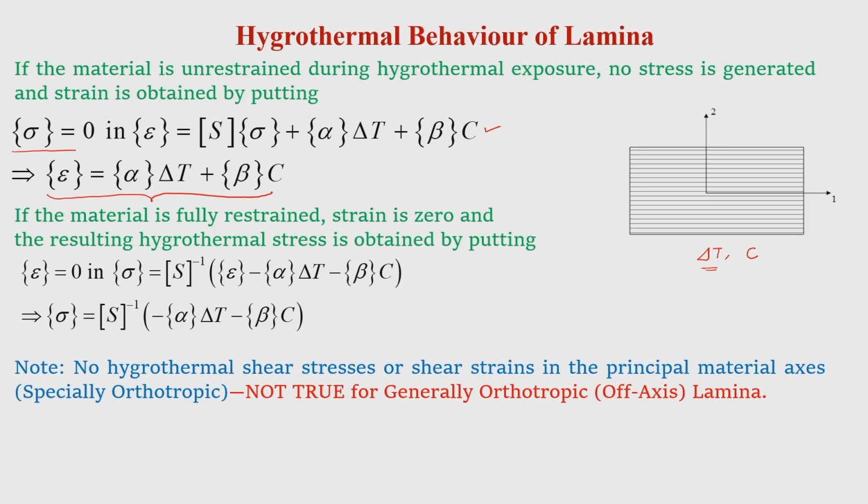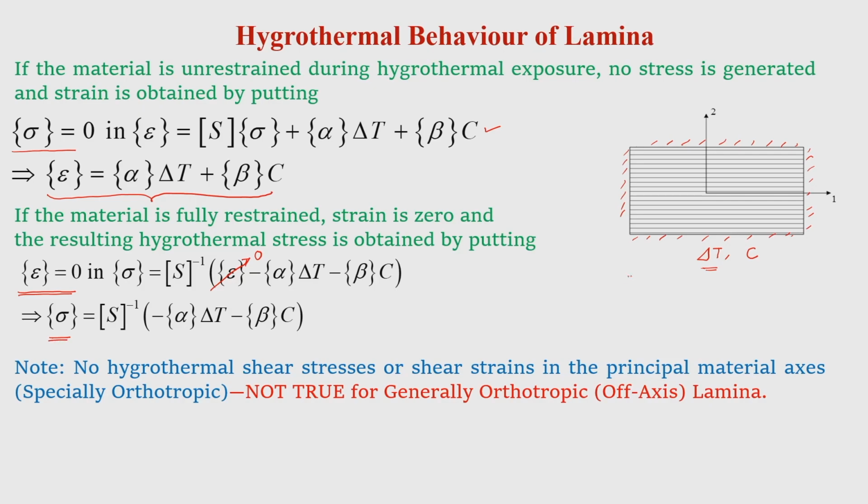Now, suppose it is fully restrained, that means suppose this is the lamina and we completely restrain it, that means it is subjected to, say, delta T, but it is not allowed to change its dimension. Then what happens? That means there is no strain, strain is 0. So, we can put epsilon equal to 0 here and you get the corresponding stress.